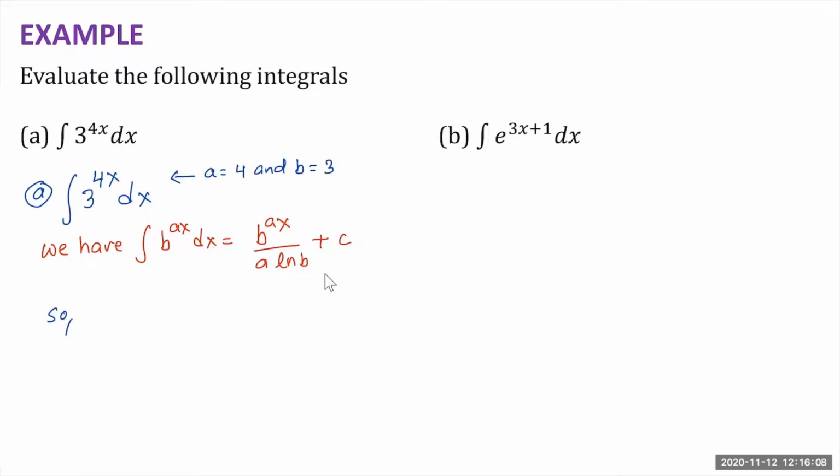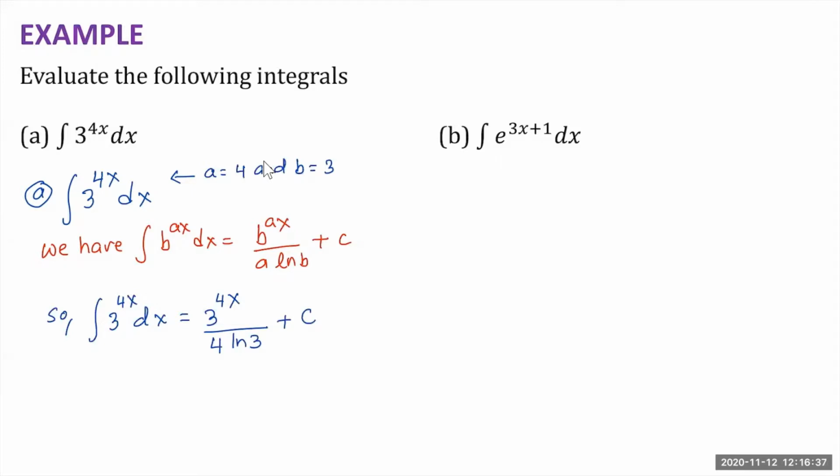So the integral of 3 raised to 4x dx is equal to, we write b raised to ax, that is 3 raised to 4x, divided by a, which is 4, natural log of b, which is 3, plus c.